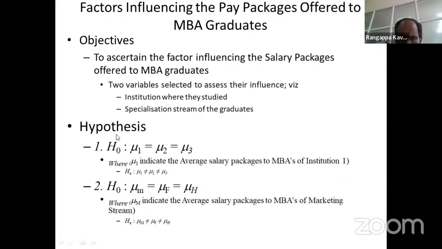Here I have taken variable 1 as institution, and variable 2 as stream of learning. Again, I have written mu_M is equal to mu_F is equal to mu_H. Here M means marketing, F means finance, and H means HRM.